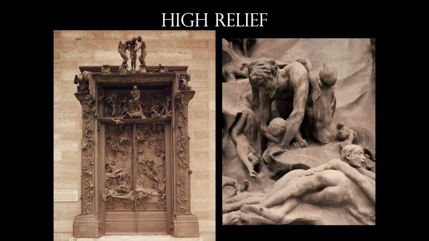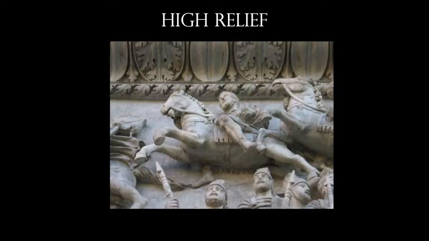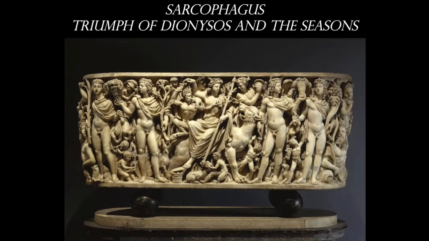High relief is where the figure is much more three-dimensional, and in certain cases looks like it's carved separately and set up to a wall. But we can see with this image, looking at it from below, that this is part of the original block of marble. So there's much more of a sculptural quality with high relief.